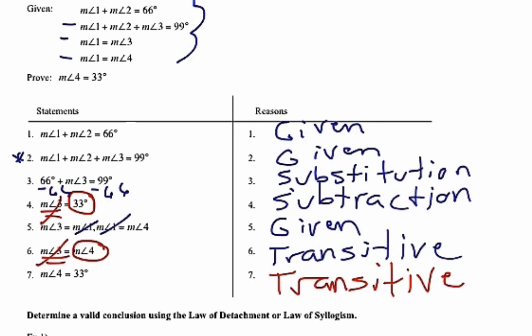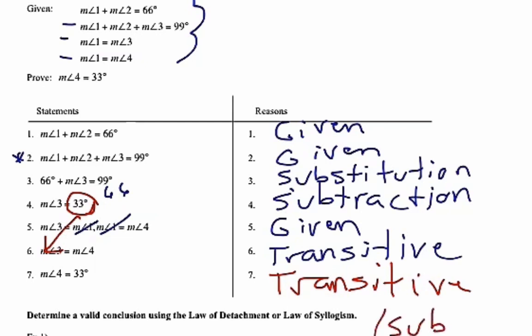If you put substitution for this, it depends on how you argue it. If you argue that instead of replacing 4 with 3, using the transitive property, you simply said, well, I'm going to take that 33 and replace the measure of angle 3. If you said it to me that way, I probably would allow substitution as a reason there. It all depends on how you explain it.